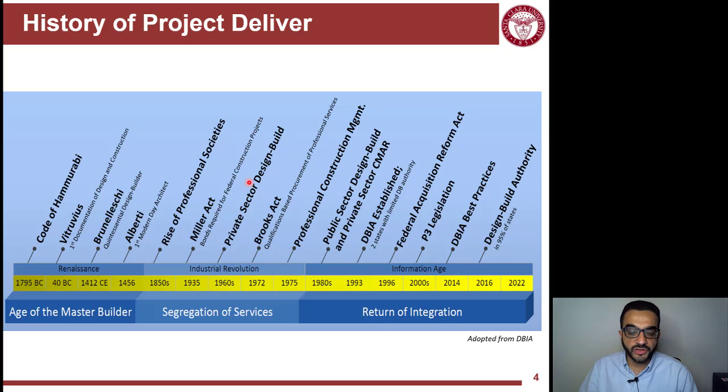But the private sector figured out, I don't have to comply with that, so they moved into a more integrated approach, the design build approach.